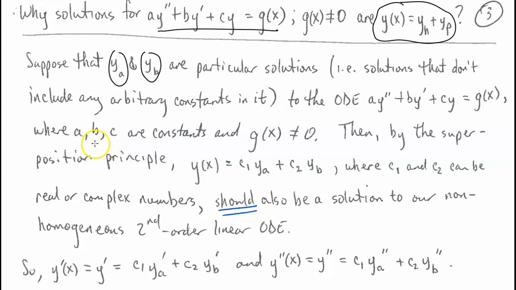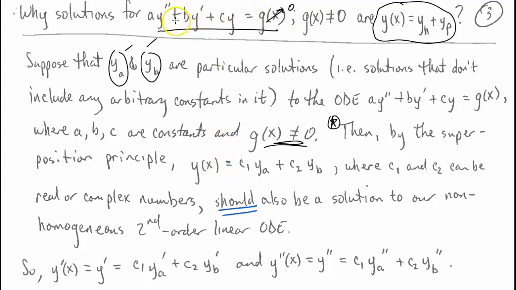And of course, we know that A, B, and C are all going to be constants, and this G here is not going to be 0. So now we're assuming that these two functions are solutions of the non-homogeneous counterpart of the equations we have been working with. Now, this next sentence here is assuming that we can use superposition just like we did whenever G here was equal to 0.